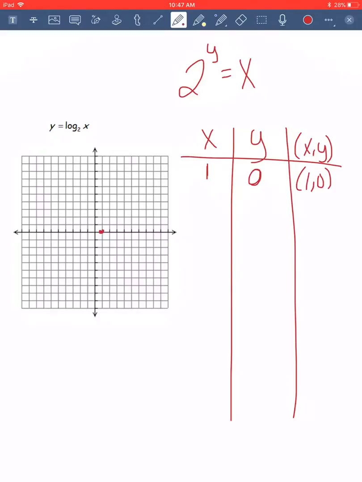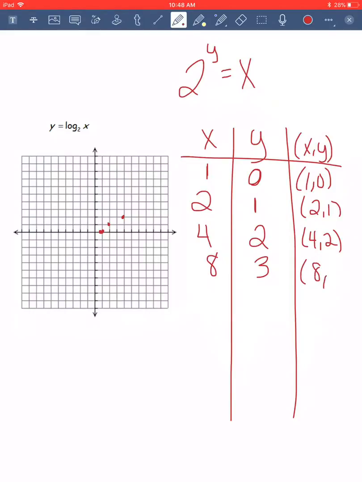Okay, now I'm going to plug in another y value. So let's do 1. So if I plug in 1, 2 to the first power is 2. So I have the point 2, 1. Let's plug in 2. So I'm doing 2 squared, which is 4. So I have a point 4, 2. Okay, let's plug in, let's say 3. So 2 to the third power is 8. So we have a point 8, 3.